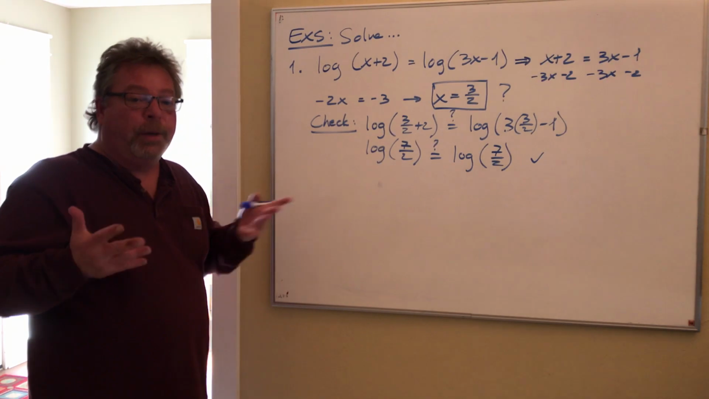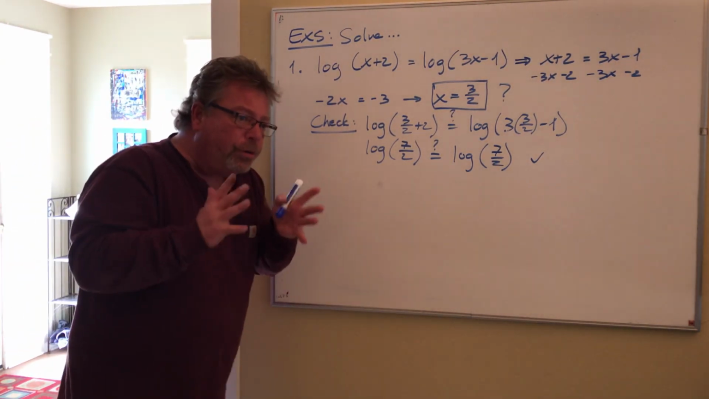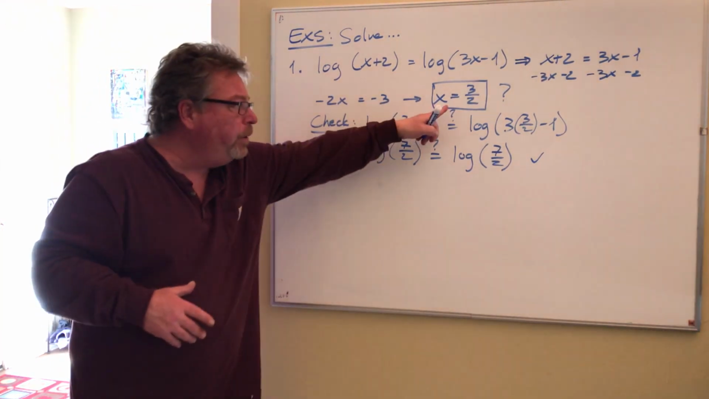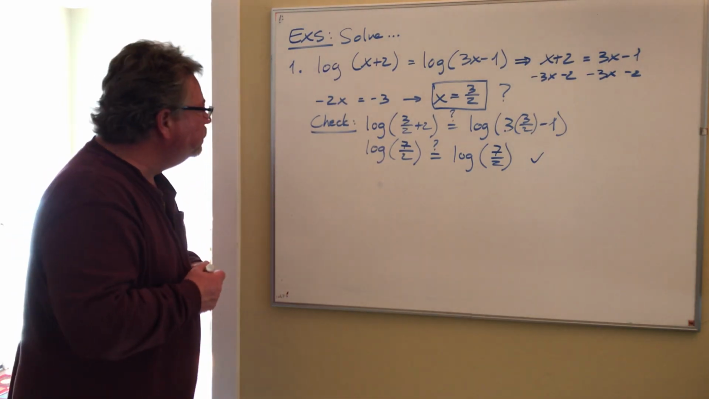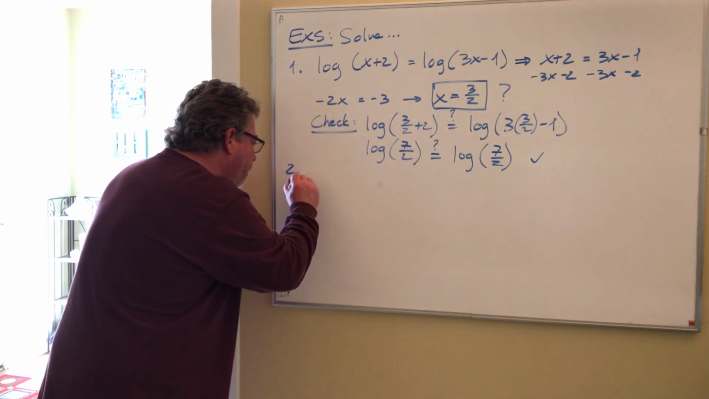So that's basically the process: you argue your way out of a logarithm, solve the equation, come up with a potential solution, and then check it back in the original equation. Okay, so let me go on to my second example here.